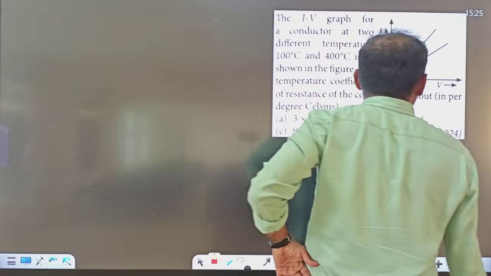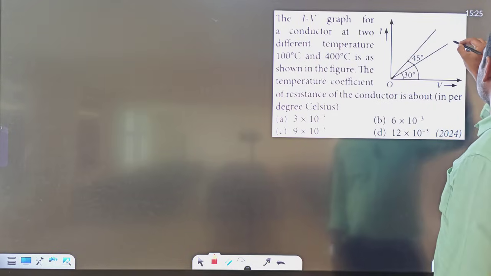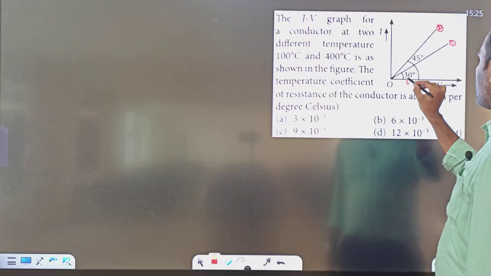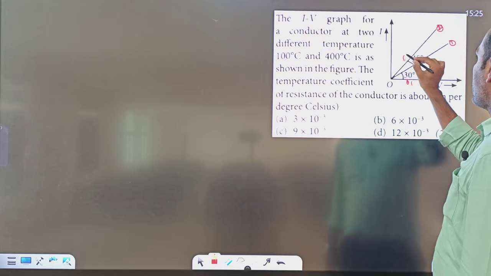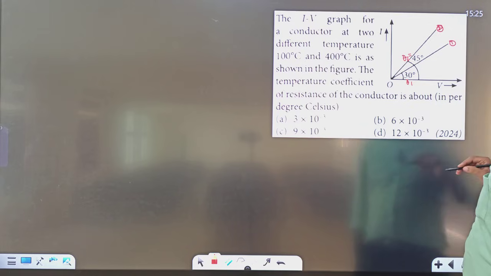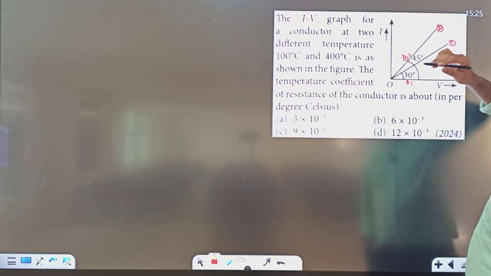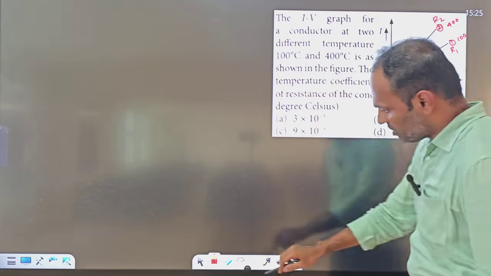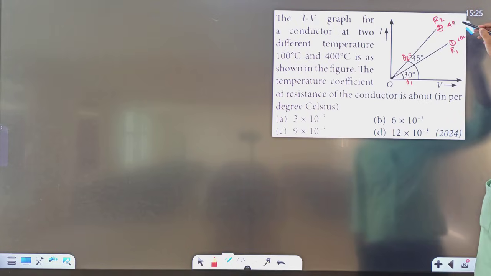Okay, let us take this one as the first wire, this one as the second one. So here this is theta 1, 30 degrees, and 45 degrees is theta 2. Let me take the resistance of this wire as R1 and the resistance of this wire as R2, and the temperature here will be 100 and here it will be 400. Temperature has to be more here.